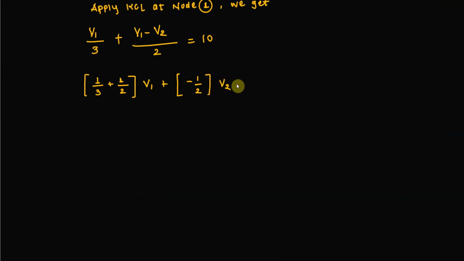This will be equal to V2, which is equal to 10. Fine. Now if you solve this fraction, this is 0.33 plus 0.5, so the answer is 0.833 V1 minus 0.5 V2, and this should be equal to 10. So this will be your equation number 1.